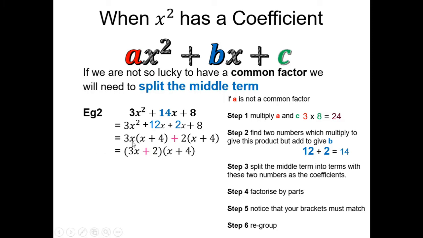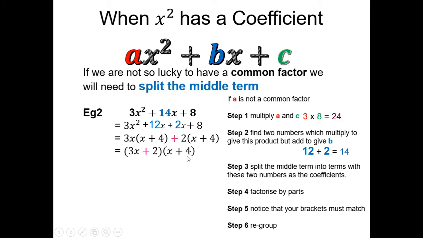Again, to explain that, I do 3x times x, 3x times 4. Same thing as I would do down here, 3x times x, 3x times 4. And then I do 2 times x and 2 times 4. Same thing as I would do down here, 2 times x and 2 times 4.